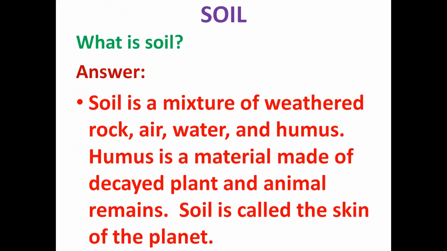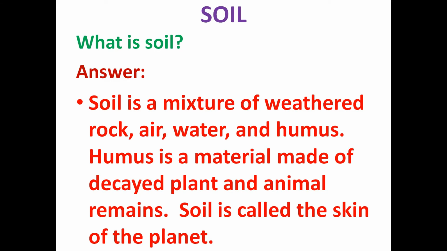Then what is soil? Soil is a mixture of weathered rock, air, water, and humus. And the humus is a material made of decayed plant and animal remains. Soil is also called the skin of the planet. So we all know how the soil begins actually. The soil starts from a rock. A rock is weathered into smaller pieces, and ultimately we see very small particles of these weathered rock, and when it combines with air, water, and humus, this collectively is called soil.